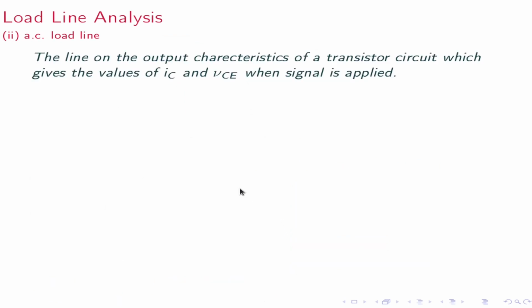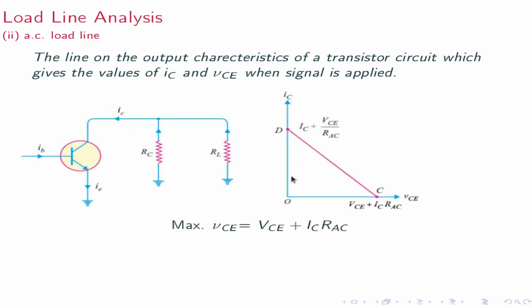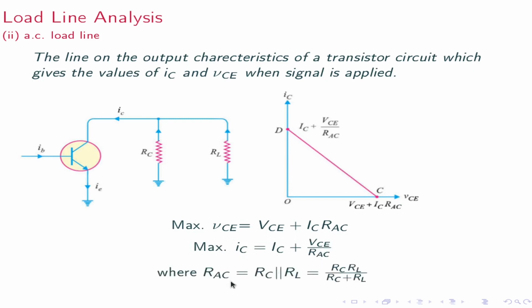An AC load line is the line on the output characteristic of a transistor circuit which gives the value of IC and VCE when a signal is applied. This is the AC equivalent circuit and this is the AC load line. Maximum value of VCE is the VCE DC value plus ic times RAC, and the maximum value of small ic is equal to capital IC plus VCE by RAC, where RAC is RC parallel RL, that is RC RL by (RC plus RL).